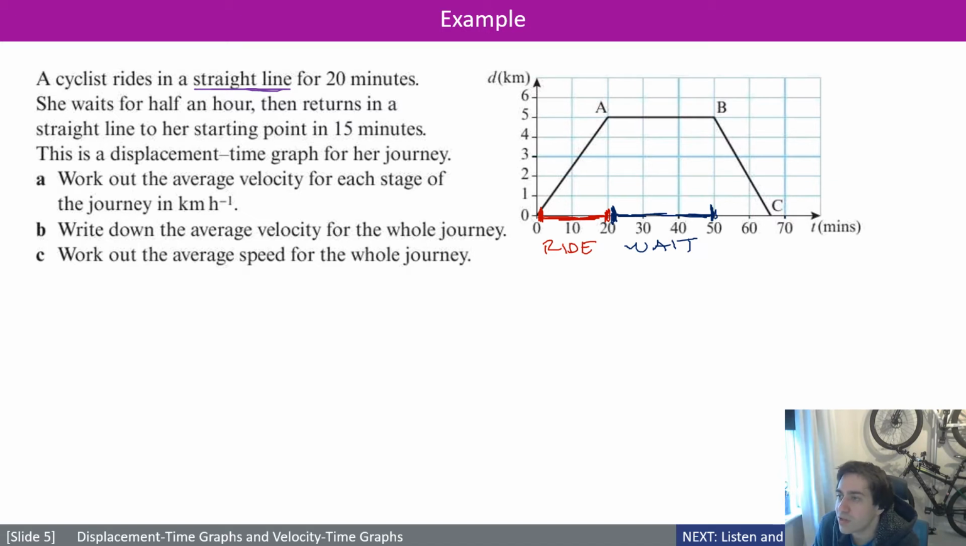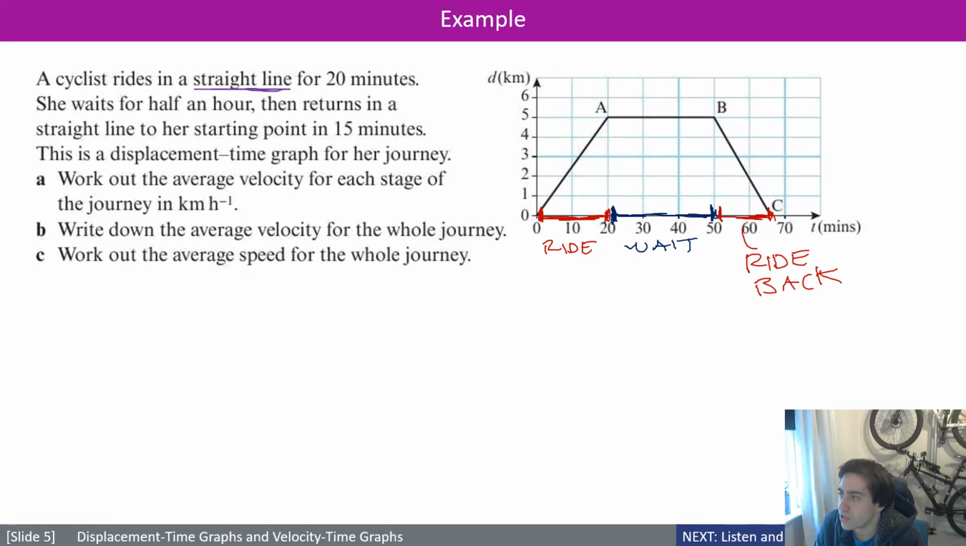she returns again in a straight line to her starting point. So again, they're just clarifying that it's back in the same direction, but opposite, parallel, I suppose. Back to her starting point in 15 minutes, right? So this final part, 15 minutes, goes all the way up to 65. That's a ride back. Okay, work out the average velocity for each stage of the journey.